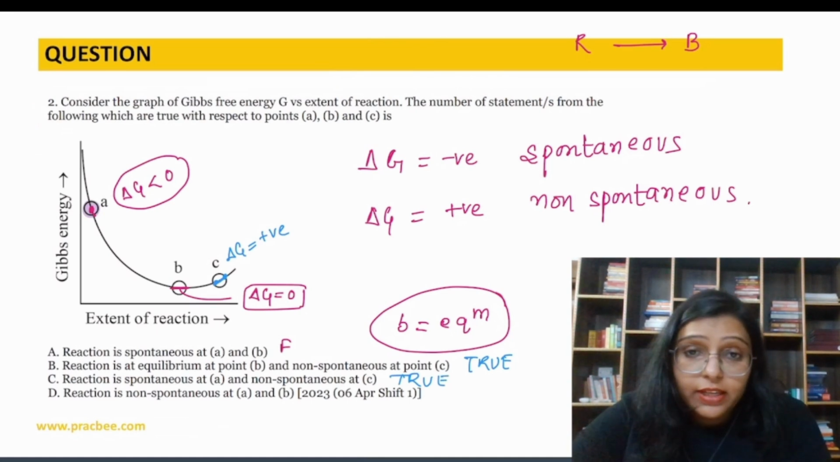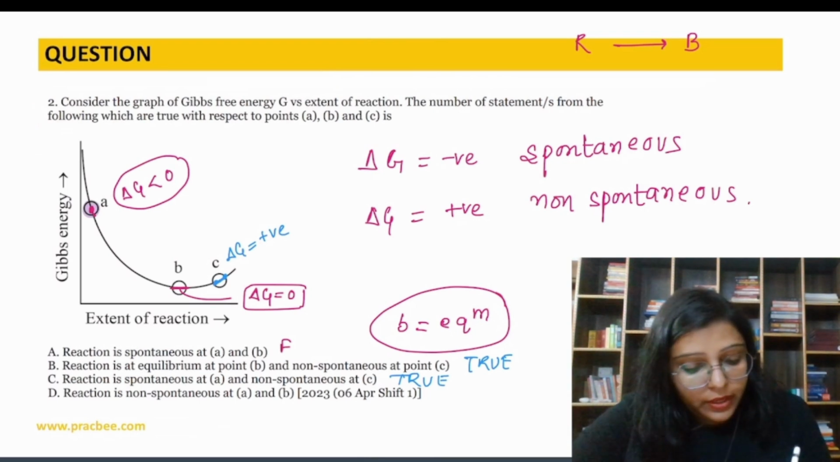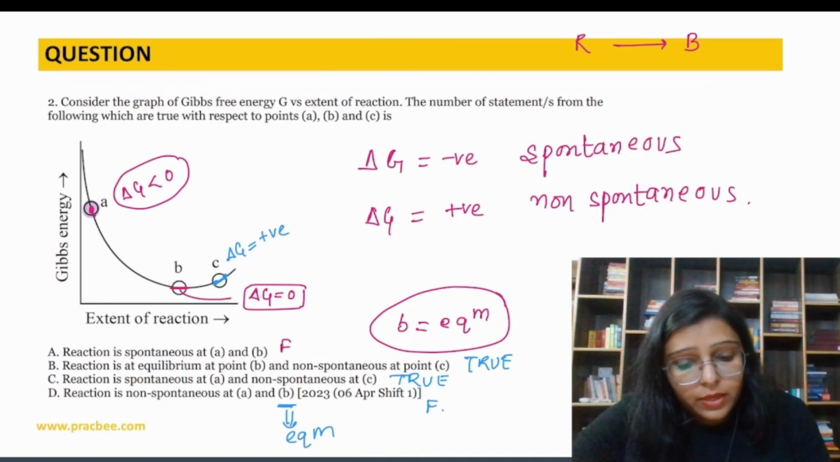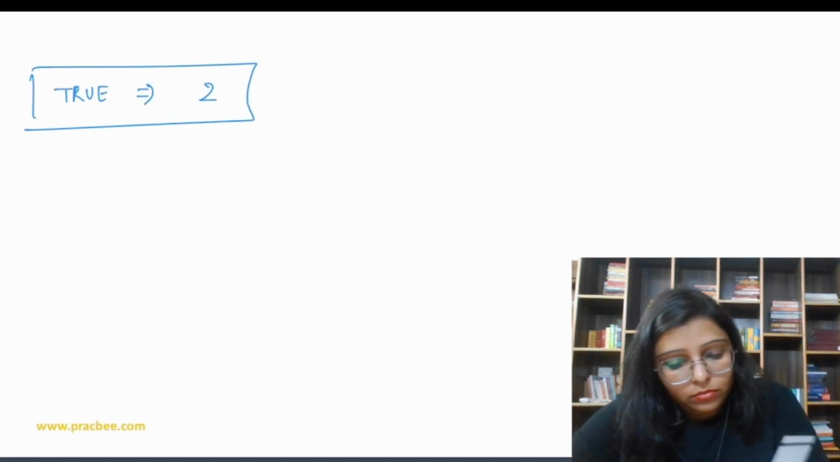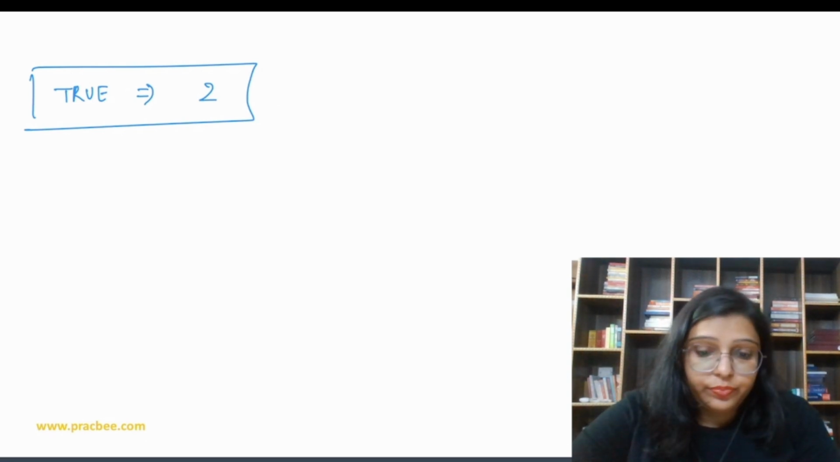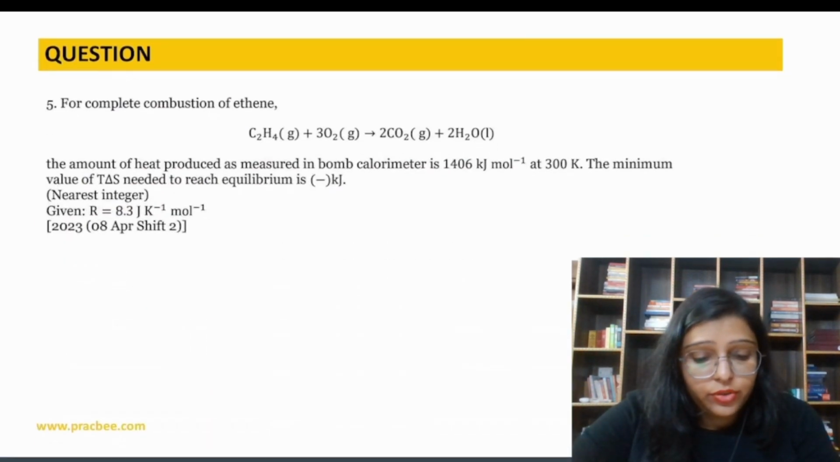Reaction is non-spontaneous at A and B. No, at B the reaction is at equilibrium, right? So this is false. So the number of statements from the following which are true: true statements total 2. So the answer is 2. Now let's do the next question.